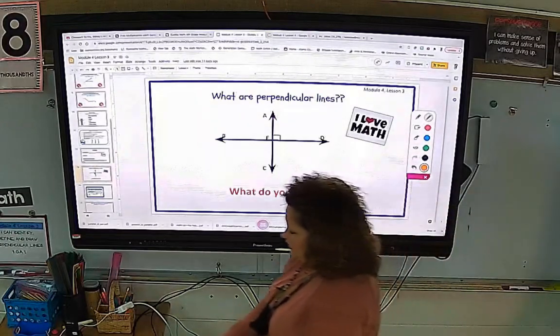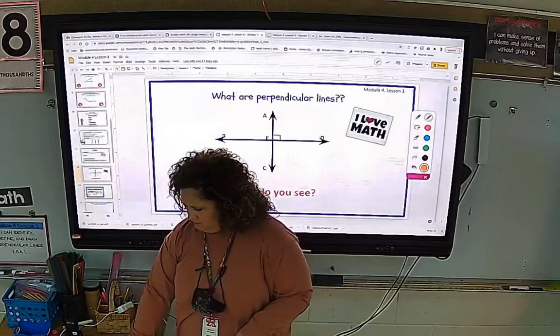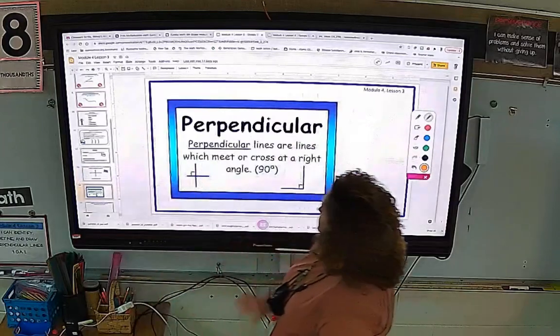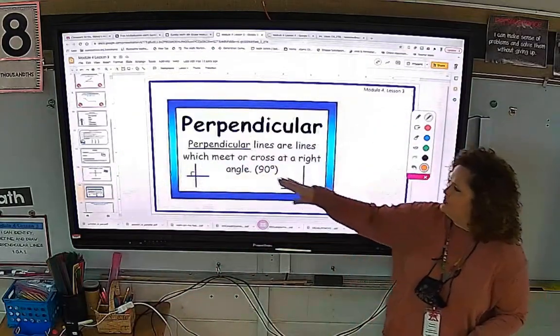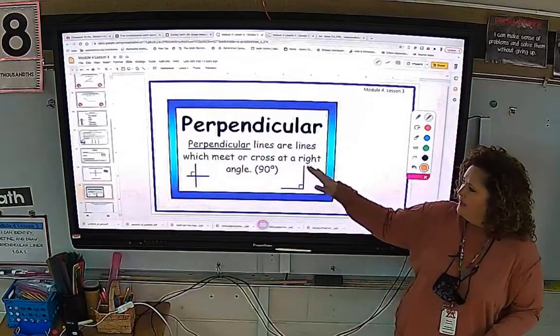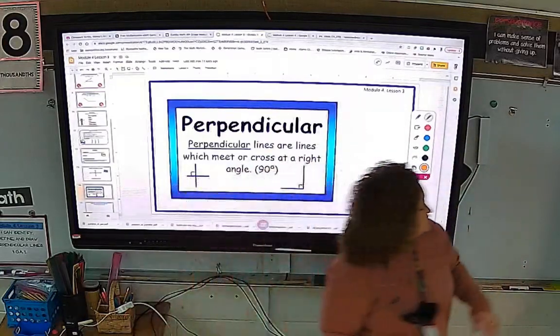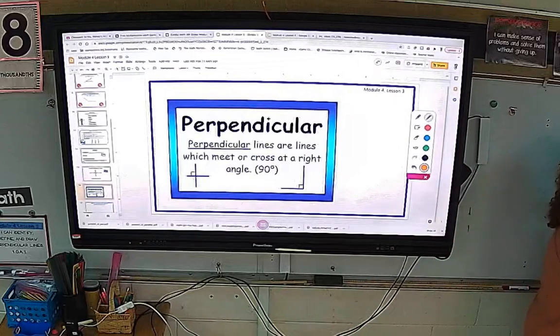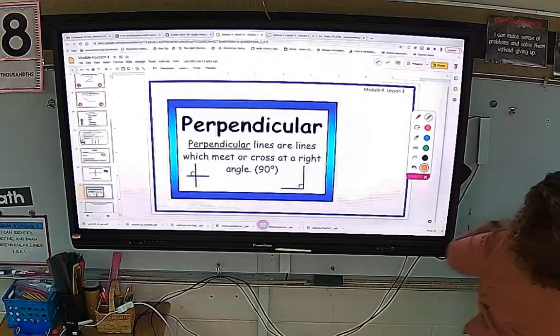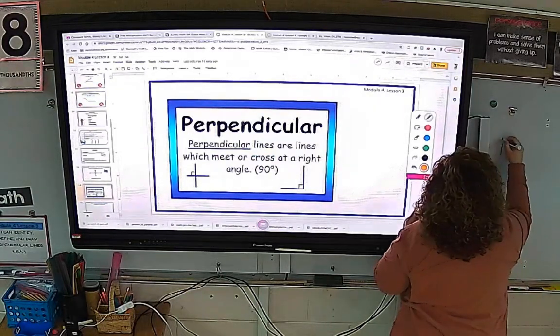All right. So, just looking at this definition, perpendicular lines are lines which meet or cross at a right angle. Now, I told you, and I'll just throw the line up. I'll come back to that now. Let me put this word up on the board over here.